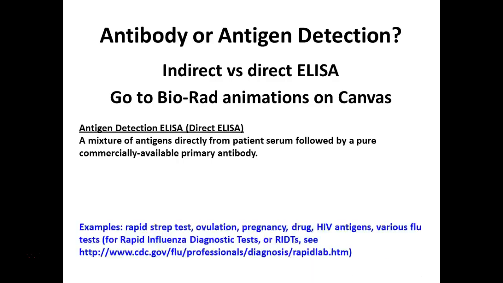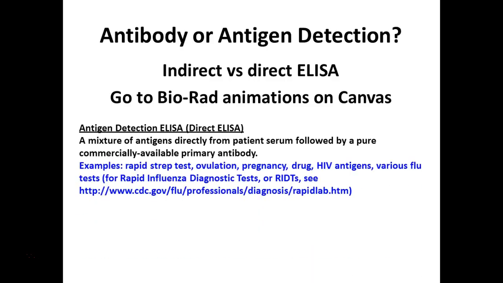So what tests do this? Good old pregnancy test, rapid strep test, ovulation test, HIV antigen test, drugs, flu tests, right? All these rapid tests, that's what's happening, y'all. That's the mystery, right? If the antigen's there, the primary antibody's binding to it, then the secondary binds to the primary antibody, enzyme catalyzes reaction, color change happens.